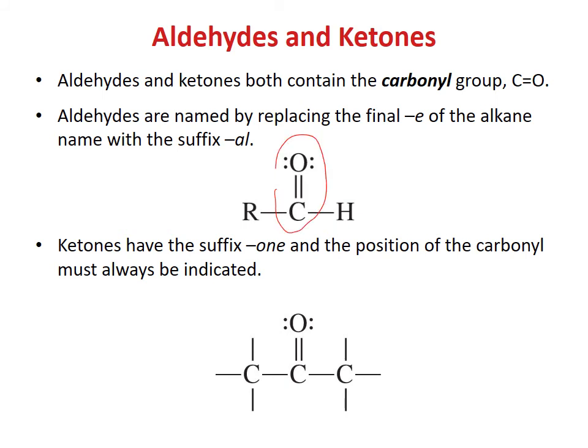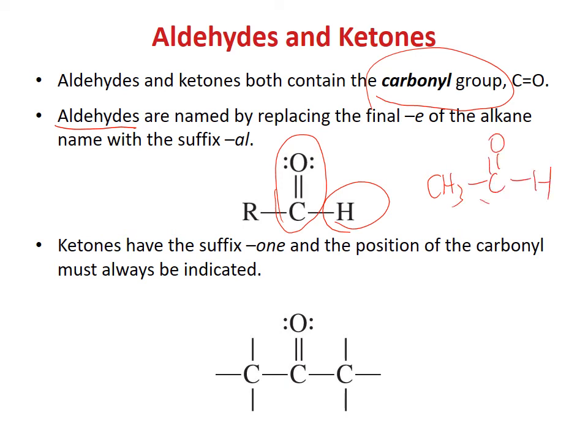A C=O double bond is called a carbonyl group. When the carbonyl carbon is bonded to at least one hydrogen, it's called an aldehyde. So this molecule, CH3COH, has a carbonyl group. One side has a hydrogen, so it's an aldehyde. Because you have 2 carbons, it's called ethane, and the E is replaced by AL. So ethanal, to represent it's an aldehyde.